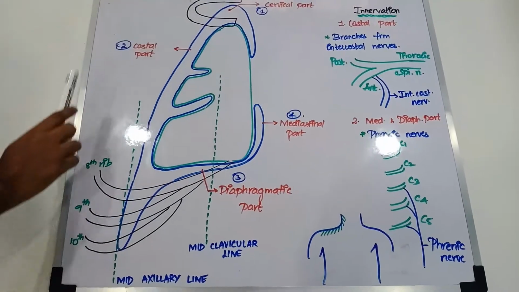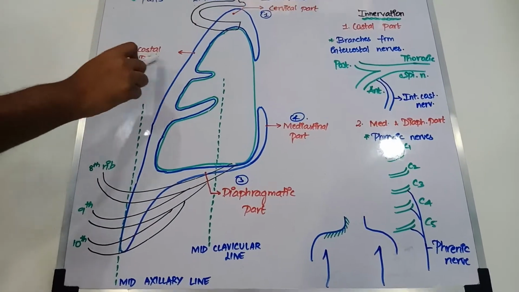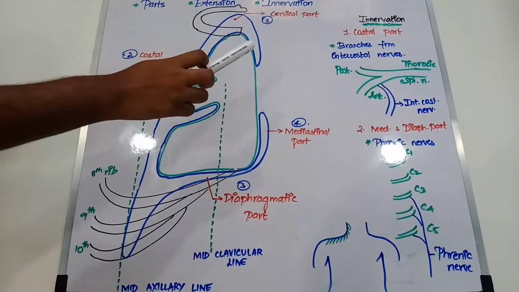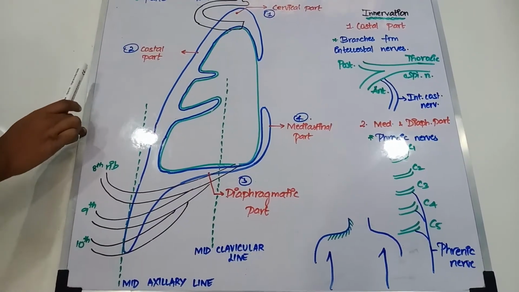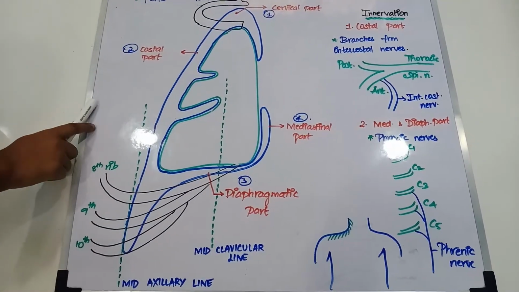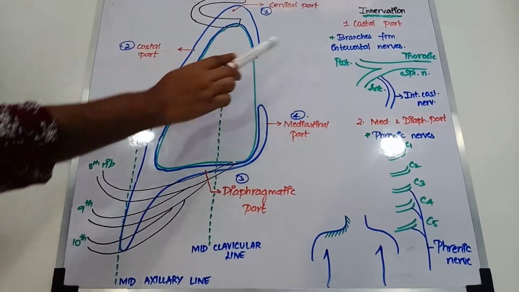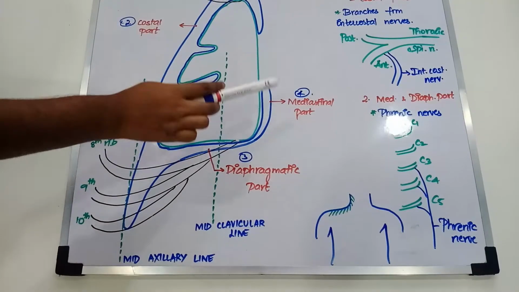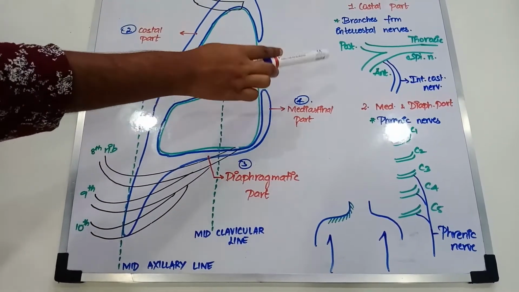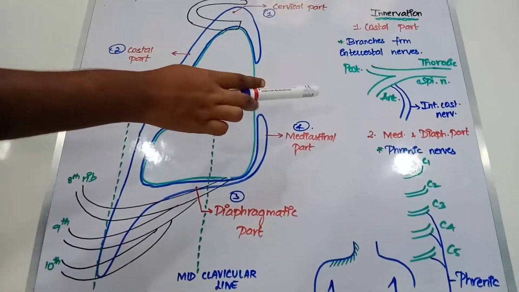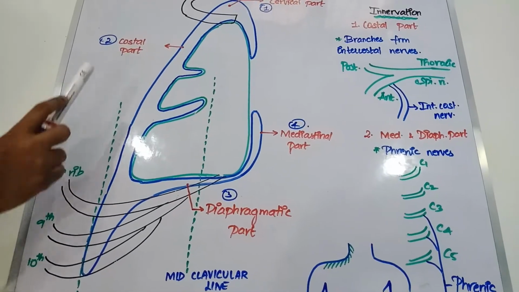And then innervation. The costal part is innervated by the branches of the intercostal nerves. Where are the intercostal nerves from? The thoracic spinal nerve is divided into an anterior portion and a posterior portion. From the anterior part, the intercostal nerves arise. From the intercostal nerves, the branches innervate the costal part.